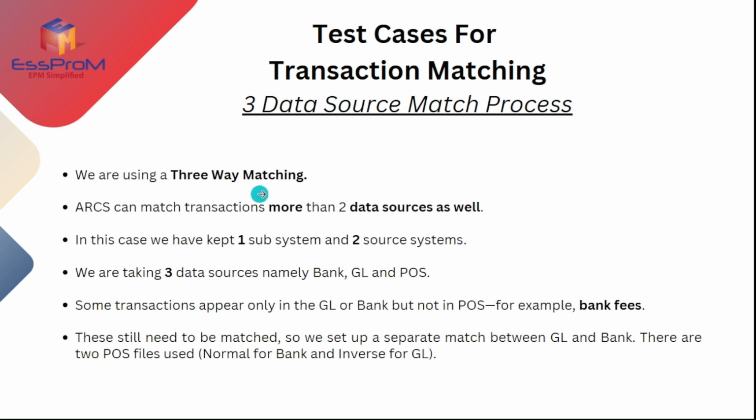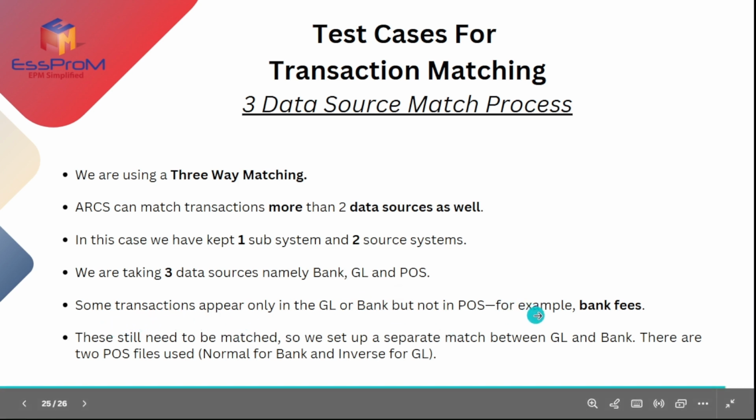With three-way matching, or multiple data sources, ARCS can match transactions across more than two data sources. In this case, we have kept one subsystem and two source systems. We are taking three data sources, namely bank, GL, and POS. Some transactions appear only in the GL or bank, but not in POS, for example, bank fees. These still need to be matched, so we set up a separate match between GL and bank.